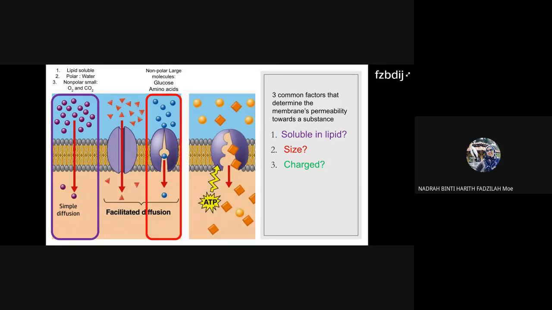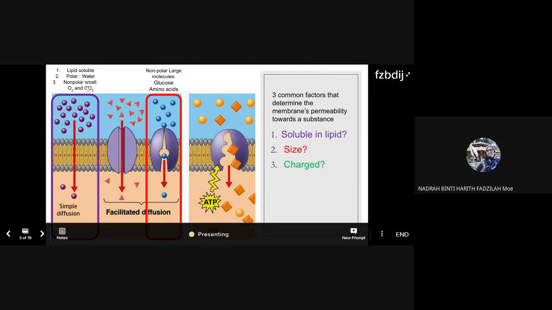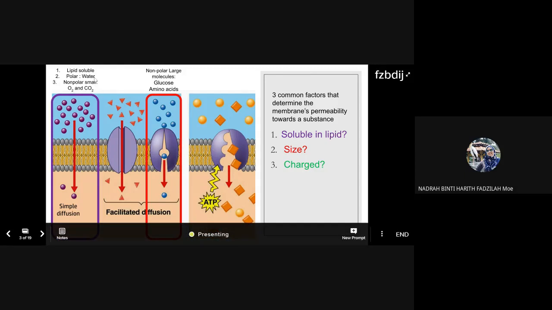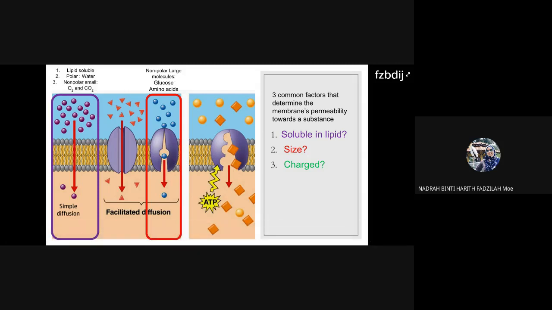If the substances are small and non-polar, such as oxygen and carbon dioxide, please take a look at the left side of the screen. They can diffuse through phospholipid bilayer because they are small and they are non-polar. What if they are small but they are polar, such as water? They can go through phospholipid bilayer as well. So there are 3 groups of substances here that can diffuse through phospholipid bilayer.